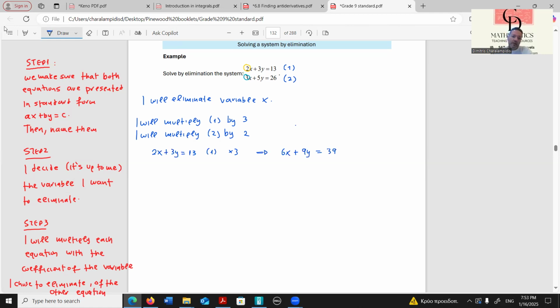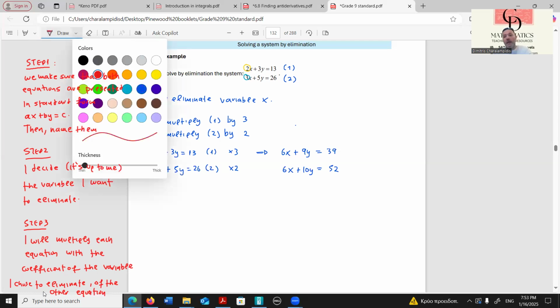Similarly, in the second equation, which was 3x plus 5y equals 26, I decided to have it multiplied by 2. Once again, this means that I should multiply each and every single term of that by 2. So 3x by 2 should be 6x. 5y times 2 should be 10y. 26 times 2 should be 52. Now, here we have an indicator of things going well.